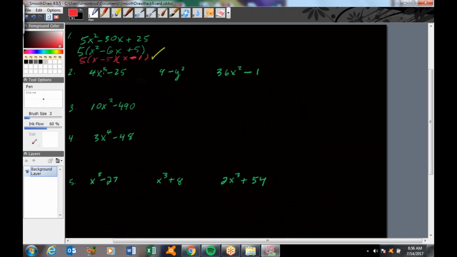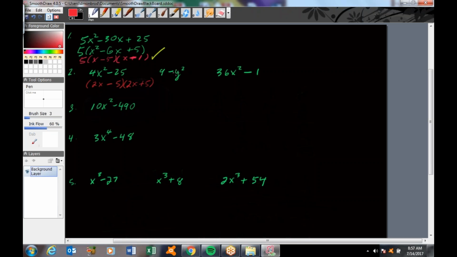4 is a perfect square, and so is x squared. 25 is a perfect square. 9 is a perfect square. Y squared is a perfect square. 36x squared is a perfect square. And 1 is a perfect square. And they all have minuses. Now, if this is the case, then we can factor these just by taking the square root of the 25 and the square root of this and putting them together, like so. So one of them will be a minus, the other one a plus, but the numbers are the same. The 2x and the 5 come from the square roots of 4x squared and 25.